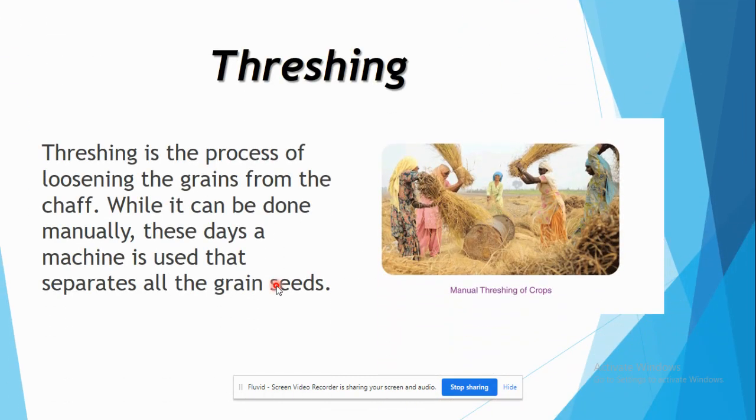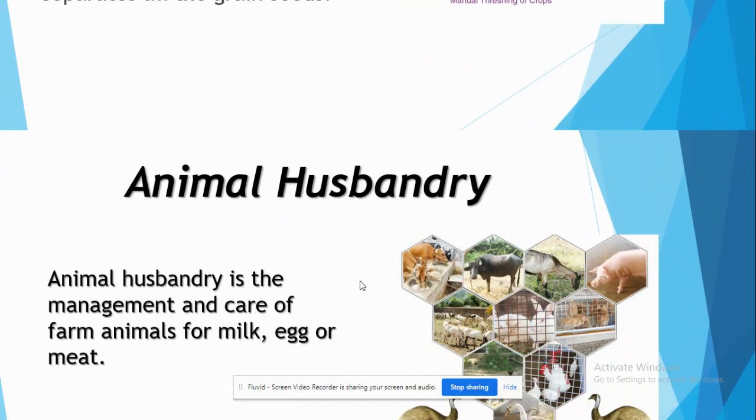Threshing. Threshing is a process of loosening the grains from the chaff. While it can be done manually, these days a machine is used that separates all the grain seeds. That machine is called a combine. It is in fact a harvester as well as a thresher.